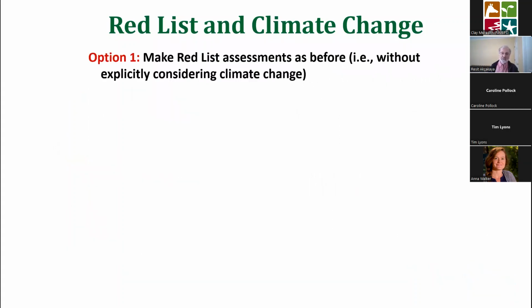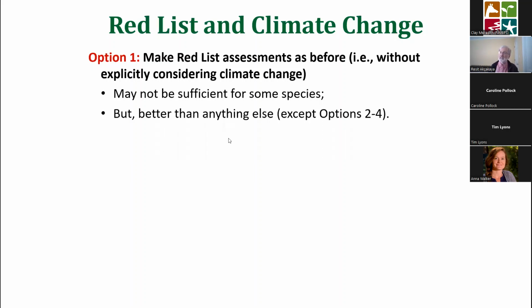So because of that, the first option is to make Red List assessments as before without explicitly modeling climate change, which would still, so don't think that because you're not explicitly modeling climate change, there's no hope that you'll be able to correctly assess the species. No, you may still be doing a pretty good job, a pretty good approximation. So, but of course it may not be sufficient for some species, but better than anything else, right? It's still better.